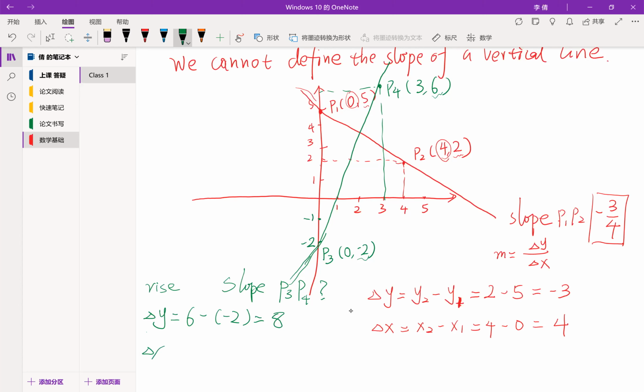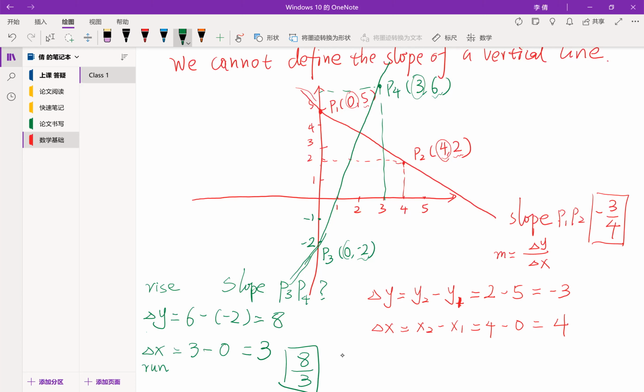And the delta x means the run between 2 points. We use the 3 minus 0, and it will be equal to 3, right? So the slope of this line will be 8/3. 8/3 is the slope of this line, P sub 3, P sub 2.